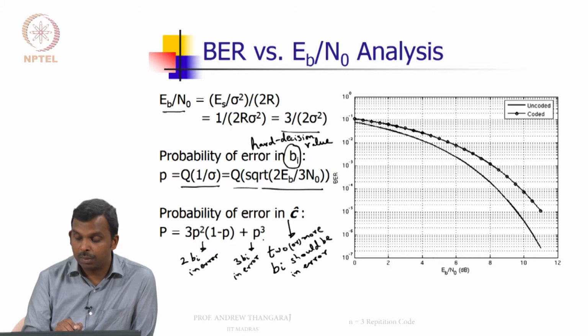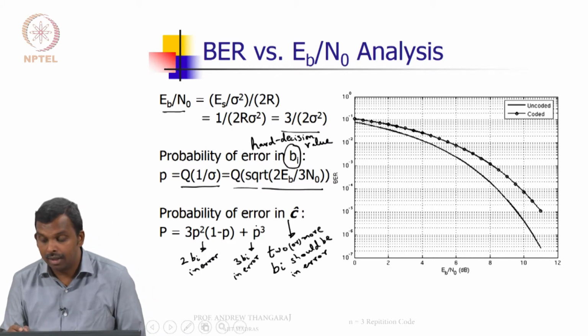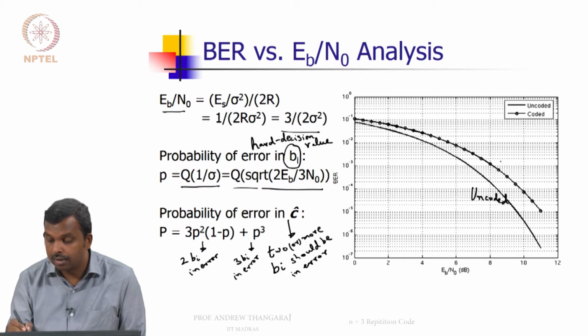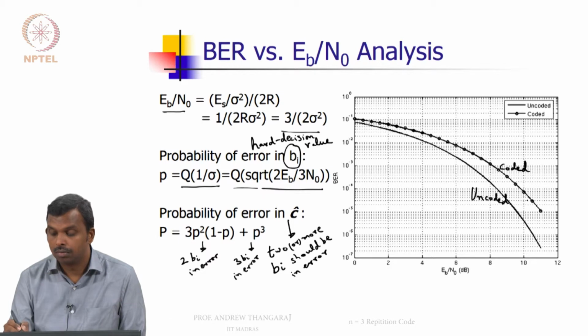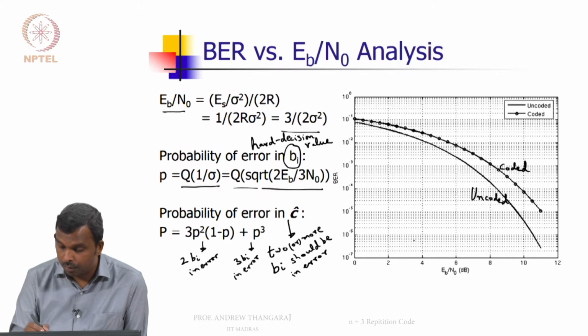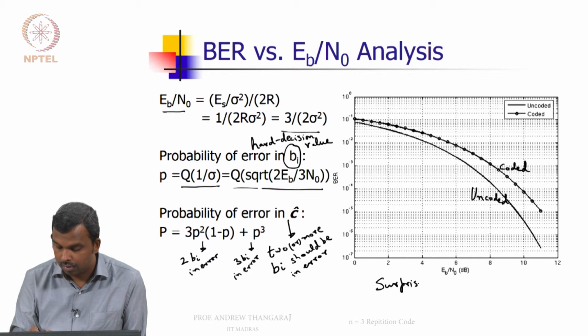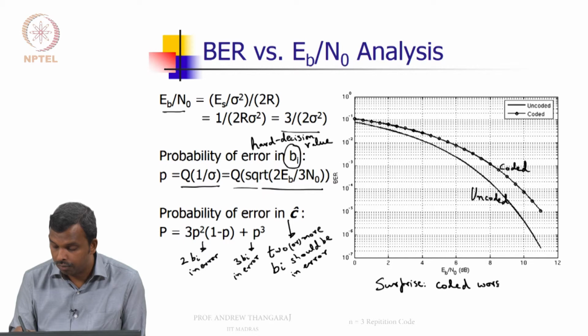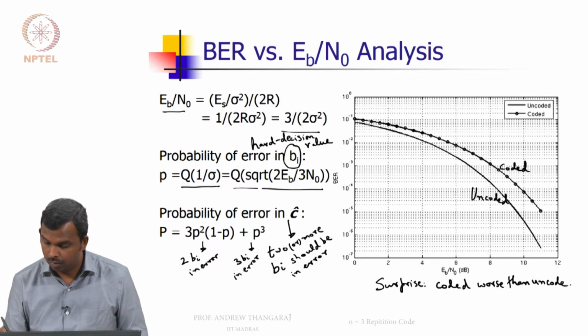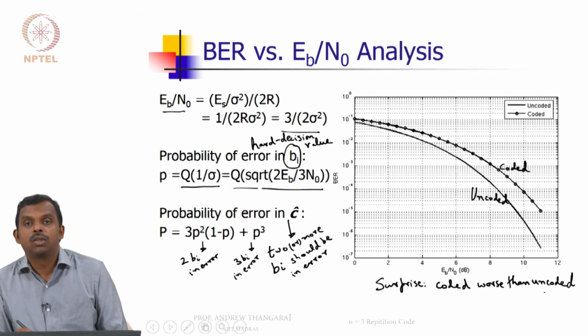Okay. So, you evaluate this expression, and here is the surprising and interesting situation. This is the uncoded plot, this is the coded plot. Okay. So, surprise, what is the surprise? Surprise is coded seems to be worse than uncoded. Okay. So, this is a warning.